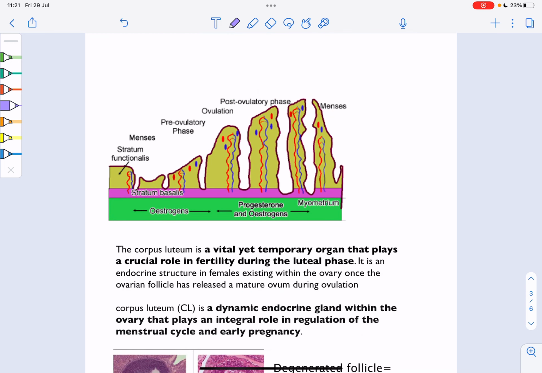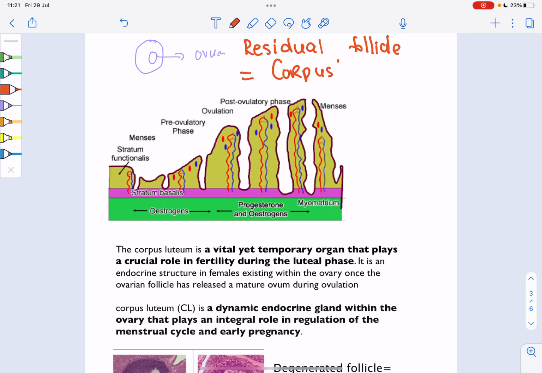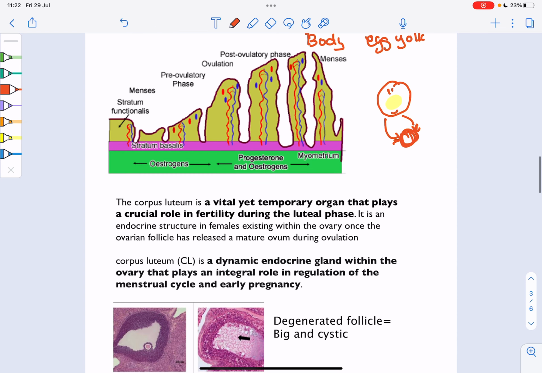So, okay, we know that the oocyte gets released as a mature ovum, and what's left of the residual follicle, which were all of those supporting parts, is now known as the corpus luteum. Corpus means body, luteum means yolk or egg yolk. So I want you to think of the corpus luteum like an egg yolk that has suddenly got the control in his hand. This is him holding a steering wheel. He's controlling everything. He is the master player.